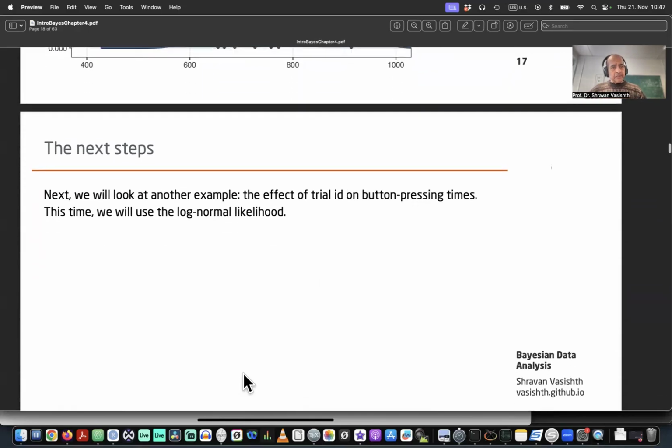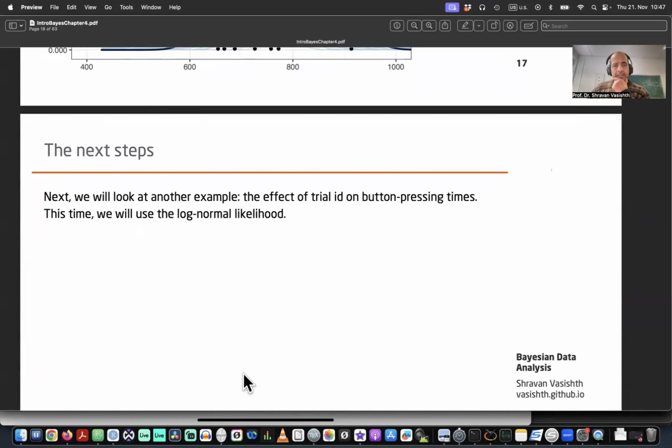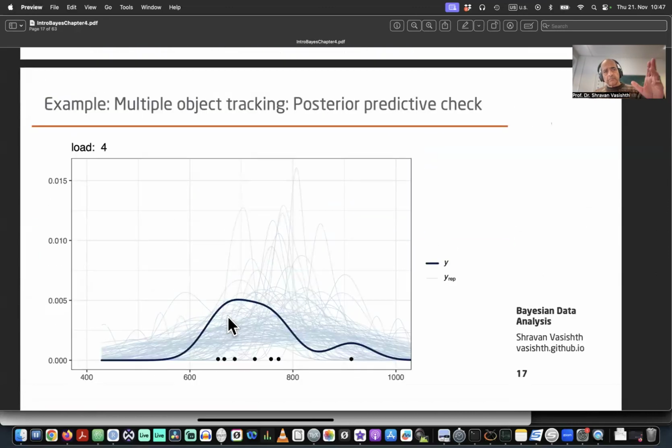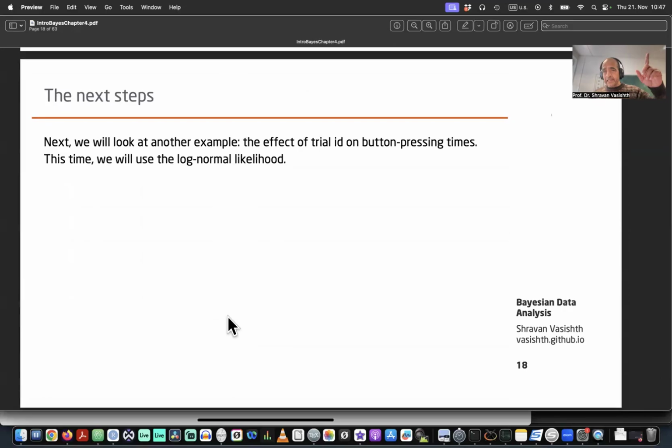All right, let's look at another example here. Same data set we had earlier, the button pressing time data, but this time we'll look at the effect of trial ID. I'm stepping away from the multiple object tracking experiment now and going back to the chapter 3 button pressing data. There, we had only looked at the intercept, to get the average button pressing times. Now we are going to look at the effect of trial on button pressing time.